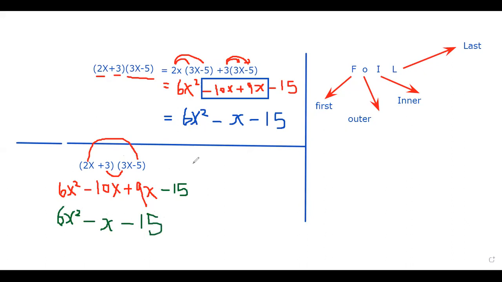Now we have two different methods. First method, you can expand the first exponent and then multiply it over the second. The second method, we use the FOIL method. What does F stand for? First, outer, inner, last. Once you have like terms, you combine them together.